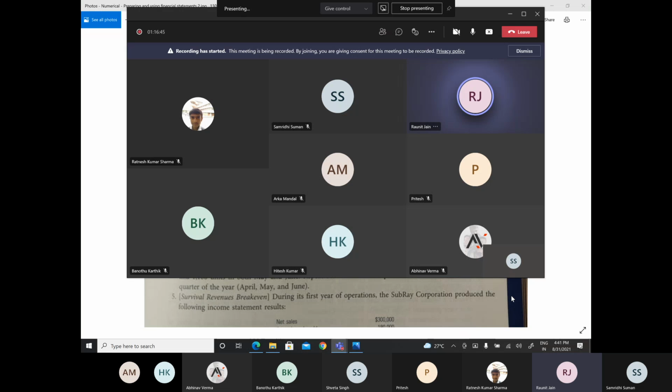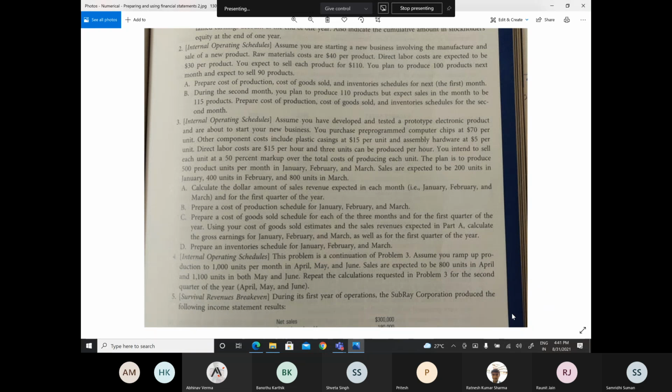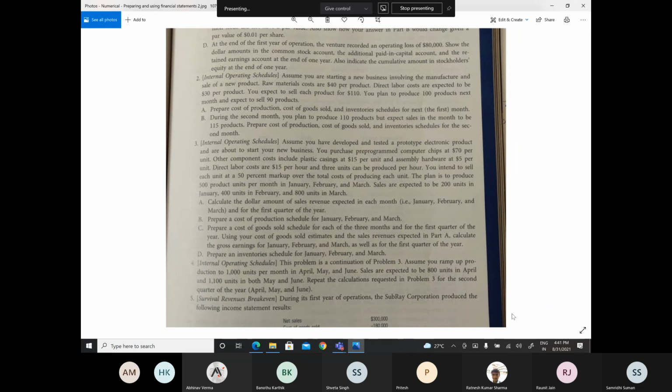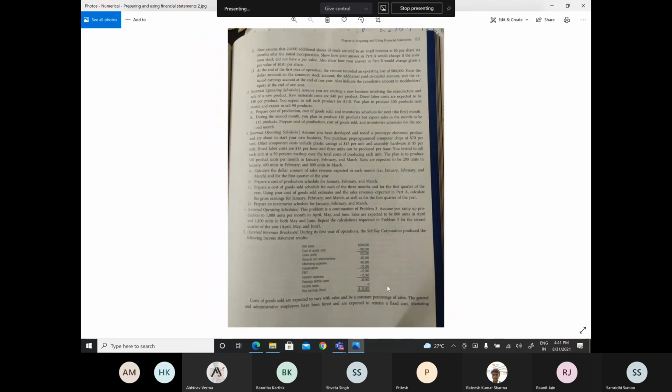Okay, but then Ronit, all of you must promise me that you will solve these as homework, and you will see कि कहीं पे आप अटक तो नहीं रहे, कहीं पे कोई problem तो नहीं हो रही है. Solutions आपके पास already दिए हुए हैं, but still you will solve it. Okay? Sure, ma'am. Okay, thanks. Okay, so now let us look at the 5th question, which is basically on calculating survival revenues break even.